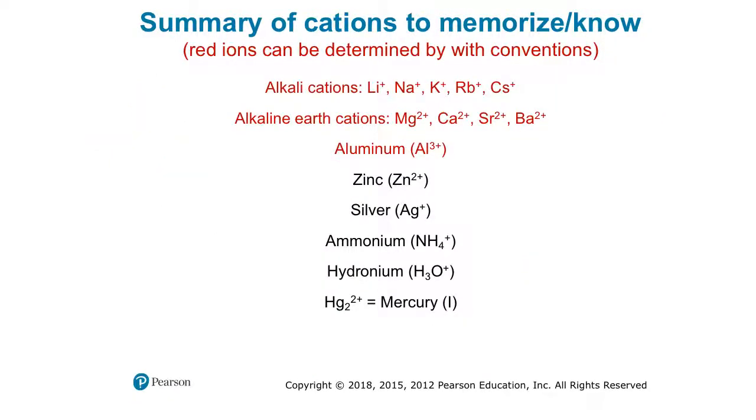Okay, now here's the cations you should know how to name. The periodic table based derived elements, the alkali, alkaline, aluminum. And then the others that you should just more or less memorize. Zinc only forms the 2 plus, silver only forms the plus, ammonium, NH4 plus, hydronium.